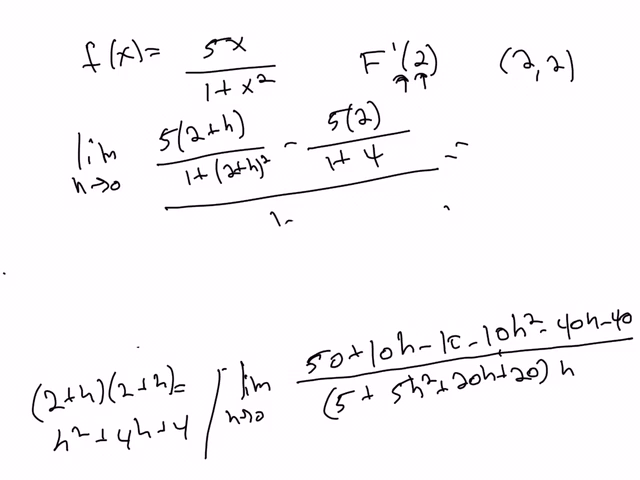So this is equal to the limit as h goes to 0. Okay, so we have 50 minus 10 minus 40, so the 50s cancel. And okay, I think that's it. Kind of, I mean, we end up with 30h, but okay, that doesn't matter.